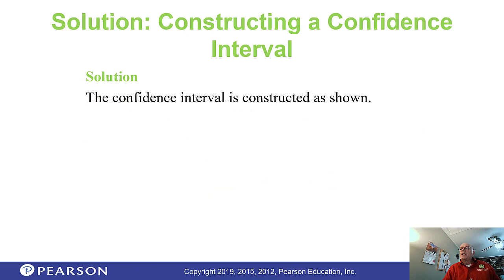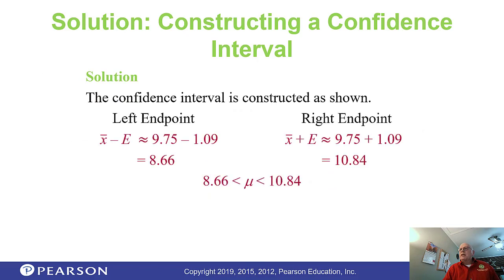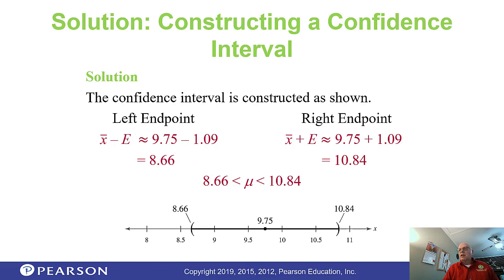So here's how we can get the confidence interval. Add that 1.09 to the sample mean, subtract it from it. That gives us our confidence interval at a 99% confidence. That's important, because if we change the confidence level, the confidence interval will be different as well. That's what our confidence interval looks like on the number line.